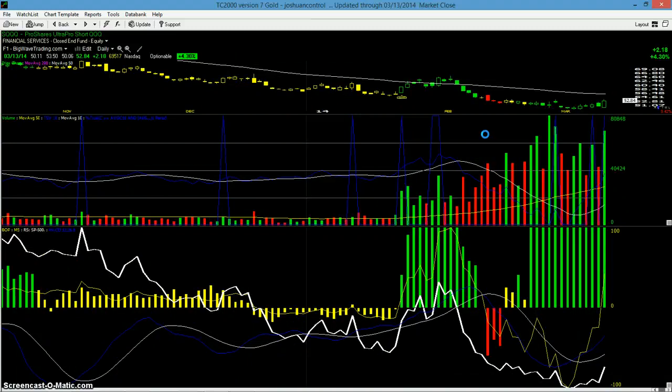So SQQQ is going to be added to the currently 2.5% position I have in SRTY. So I'll be 12.5% short the market with 3 times leverage, and then I think I'll be about 60-70% long still, and then the rest is in cash. And as we get sell signals, we'll get out of those long positions.